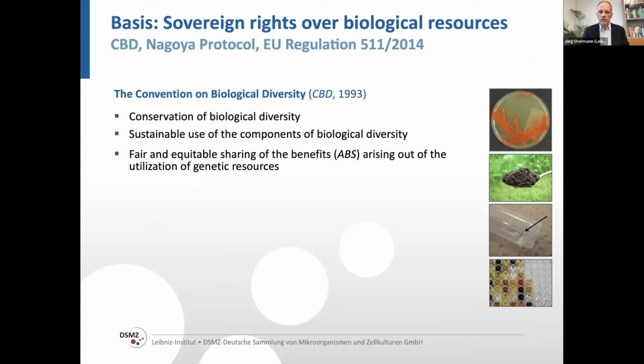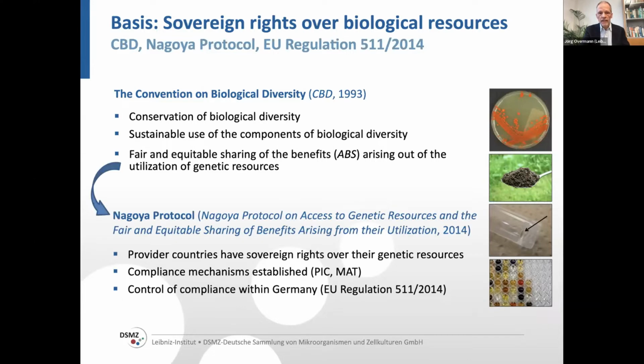One of the important pieces was accomplished in 1993. That's the Convention on Biological Diversity, which tried to make sure that there is conservation of biological diversity, that there is the opportunity to sustainably use biological diversity, and also, in connection with the first two points, arrive at a fair and equitable sharing of the benefits. And that's called ABS in the slogan, access and benefit sharing.